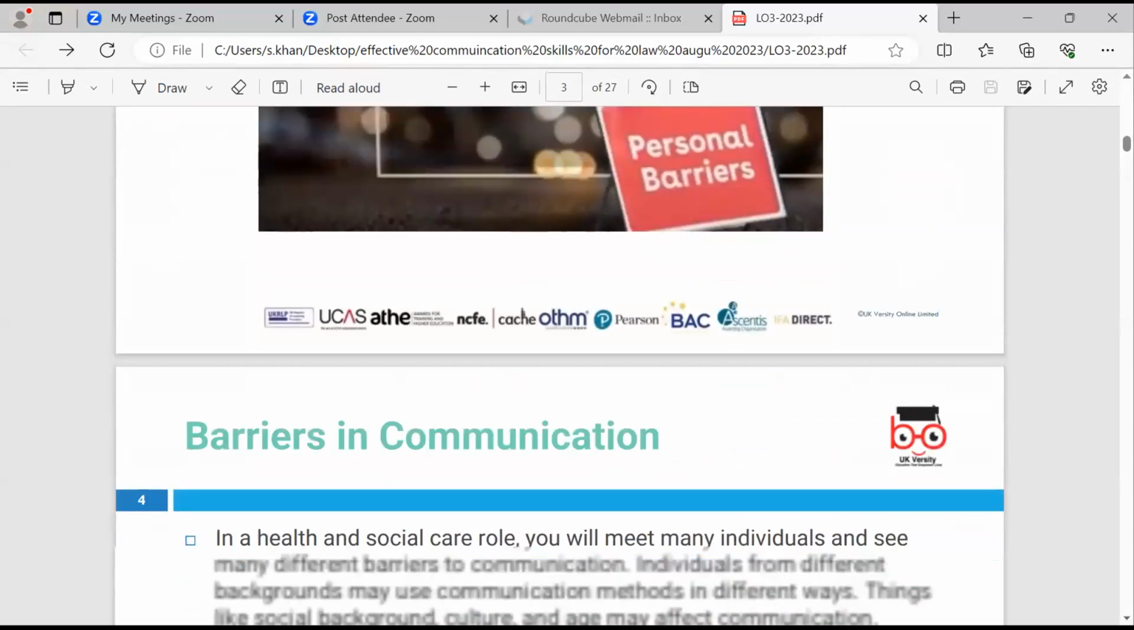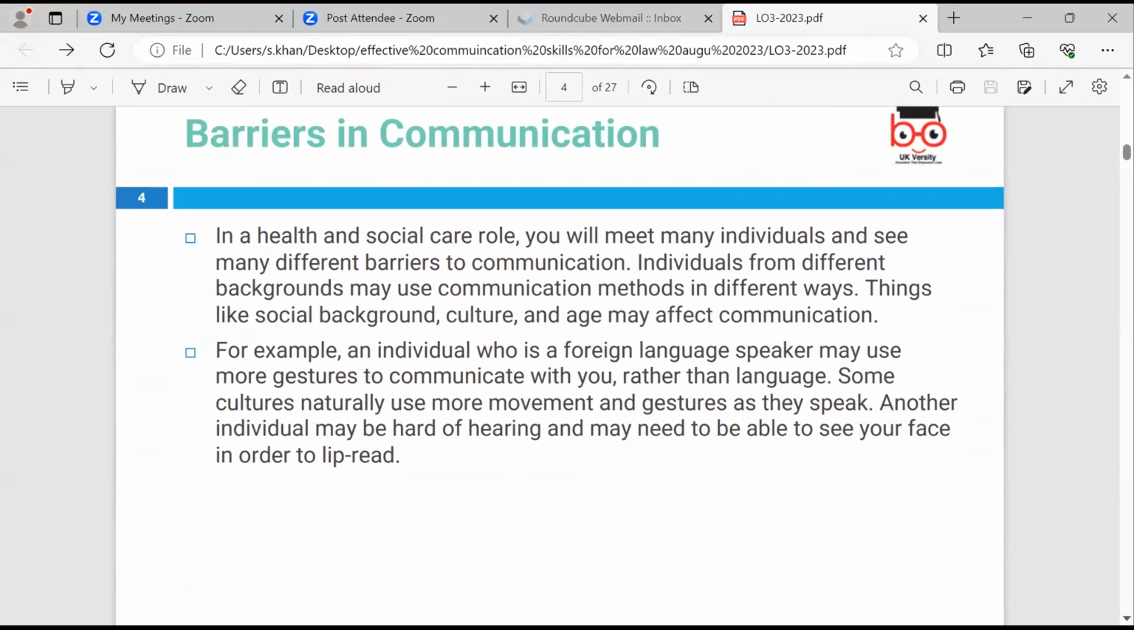Yes, excellent. So you've got things like social, personal and environmental barriers, and these have an impact on someone's life, and they have an impact on how you communicate with people, be it a doctor, a nurse, a patient. You should be able to communicate effectively with that person. So, barriers in communication. In a health and social care role, you will meet many individuals and many different barriers to communication. Individuals from different backgrounds may use communication methods in different ways. Things like social background, culture, and age may affect communication.